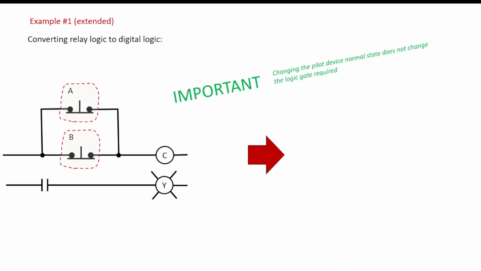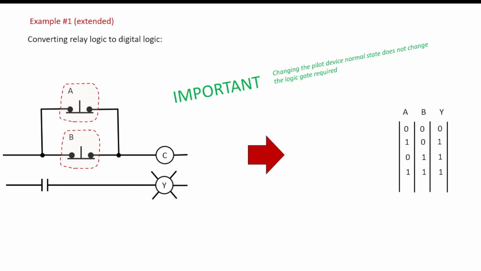Now, it's important to understand that changing the pilot device normal state would not change the logic gate required. That's because you would end up with exactly the same truth table. The truth table would still be, if this is high, the coil's energized, the contact closed, the light is on. Same with this one if it's high. It's just that you're not pushing them down, which is fine. So you'd still end up with an OR gate.